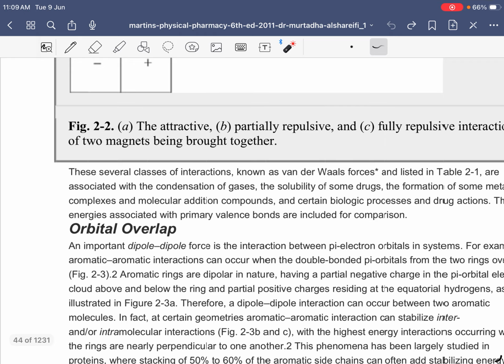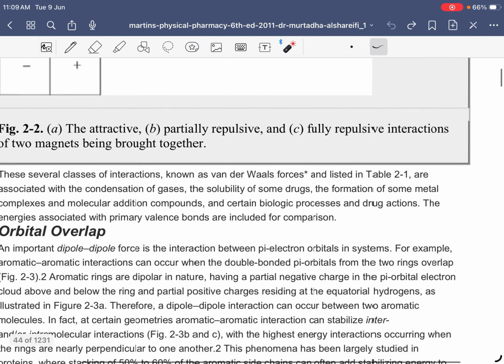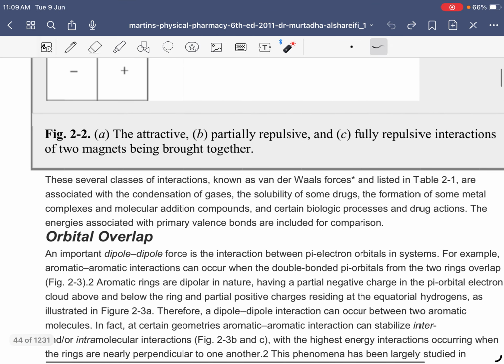These several classes of interaction known as van der Waals forces, listed in table 2.1, are associated with the condensation of a gas, the solubility of some drugs, the formation of some metal complexes and molecular addition compounds, certain biologic processes and drug action. The energies associated with primary valency bonds are included for comparison.